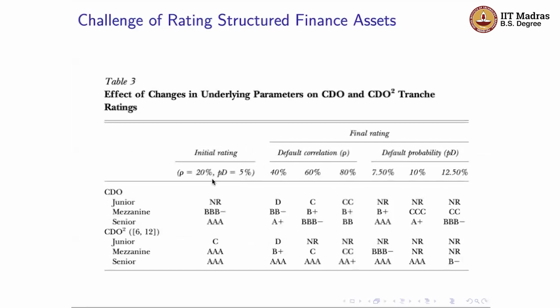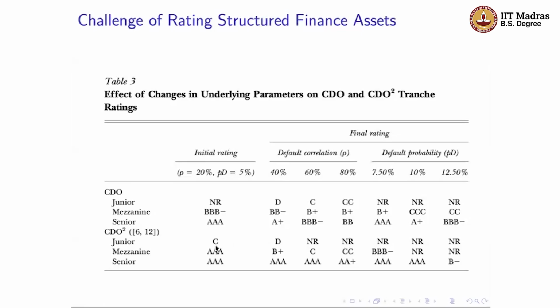Now, suppose you change the default correlation to 40%, 60%, 80%, and you can see that that's going to lead to the senior tranche having a lower grading, right? So AAA becomes A plus, it becomes double B plus when it's 60%. And if it's 80%, then it goes down to double B, right? Similarly, you can see that there are effects on the mezzanine tranche as well, right? And of course, these effects are much more if you are making a mistake in terms of default probability. So this is what you see.